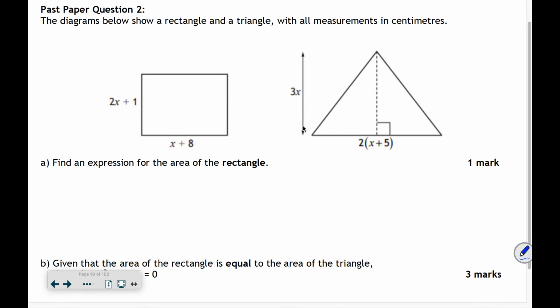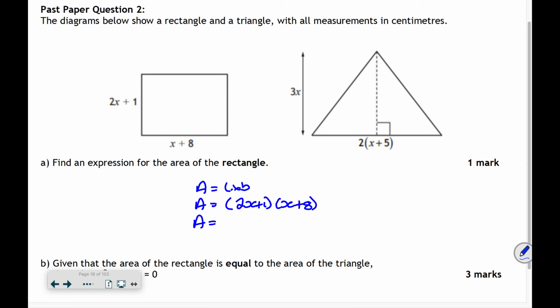Question 2. The diagrams show a rectangle and a triangle with all the measurements in centimetres. First thing I want to do here is find an expression for the area of the rectangle. So area of the rectangle is length times breadth. So that's going to be 2x plus 1 times x plus 8.